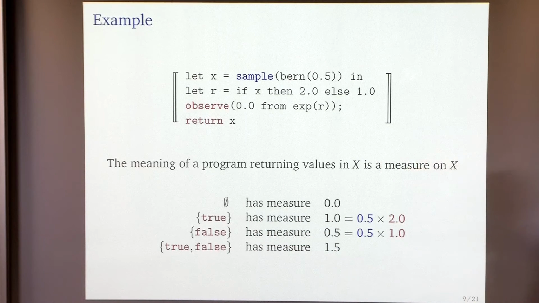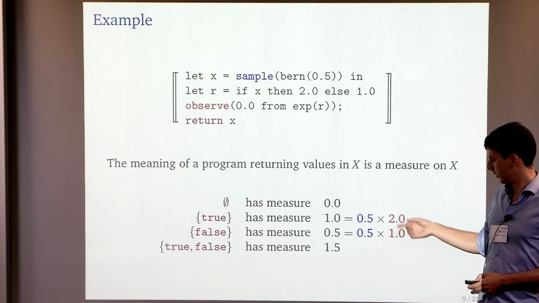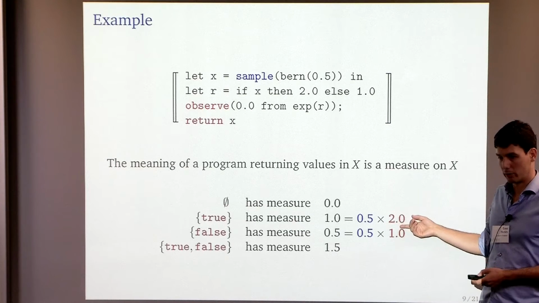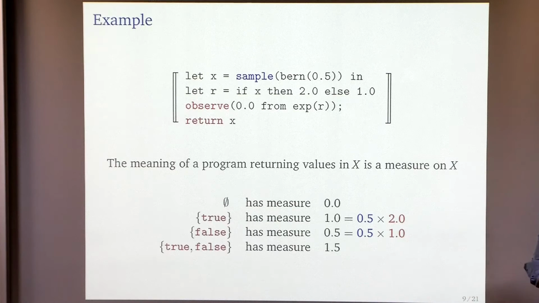And we calculated before what it does. The empty set always has measure 0. These were the two probabilities, well, not probabilities, but measures we calculated. They added up to the whole space having measure 1.5. That's the meaning of this program.